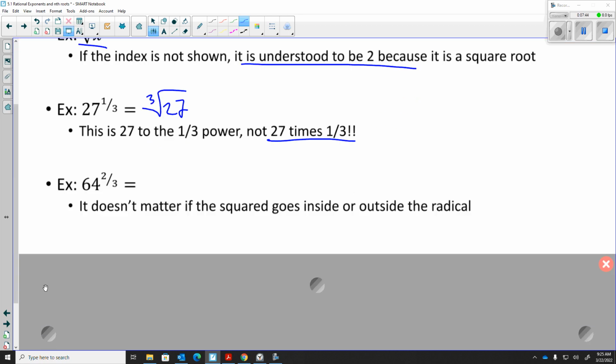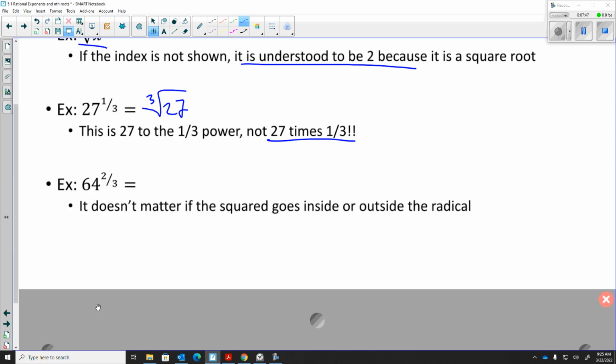Okay, last little technicality. 64 to the 2/3 power. I want to turn that into a radical. So what is the radical form of this going to be? It's 64 squared, but that's in a cube root, right? So you can get out your claw, pull it over. Cube root of 64 squared.